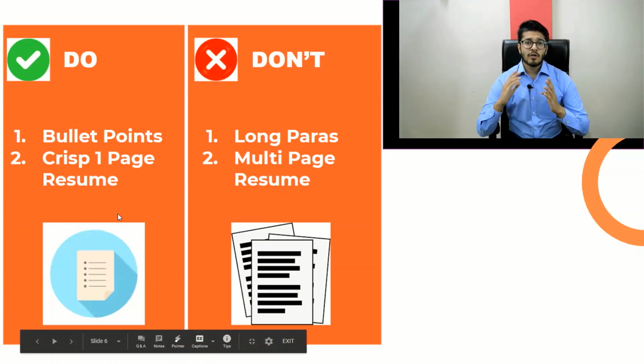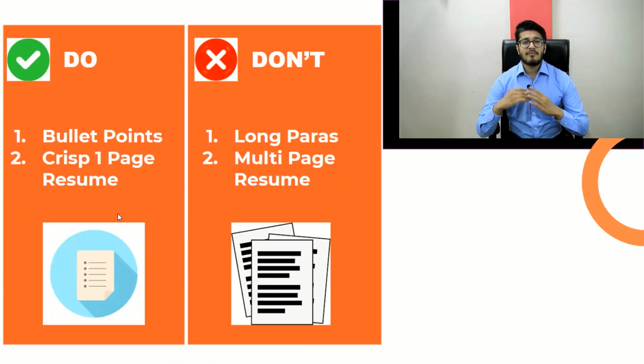We want to add bullet points to the resume. Whatever you have done, whatever you have achieved should come as bullet points. We want to make sure that your resume is one page only because your recruiter will only spend a few seconds on the resume. And we want to make every second count. If you use too many long paras or multiple pages, he will skip them. And that is not a good thing at all.